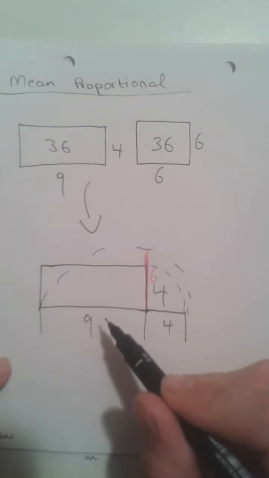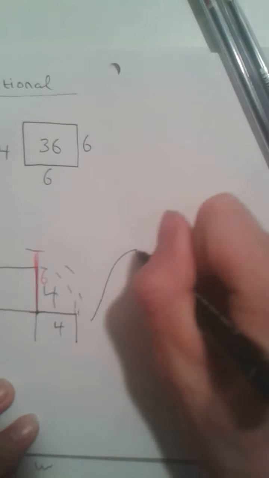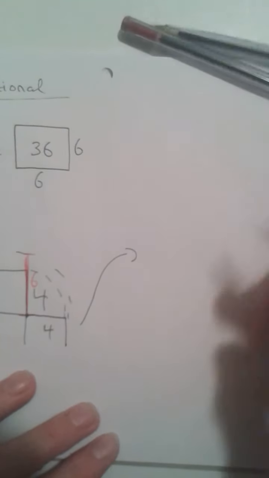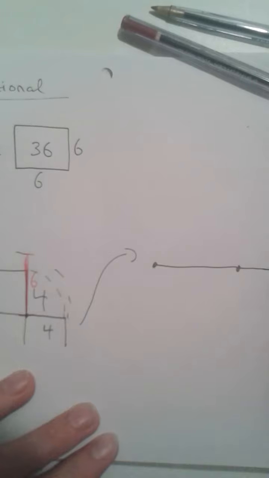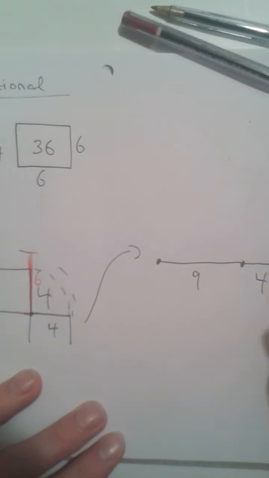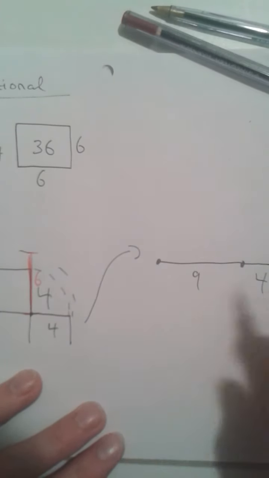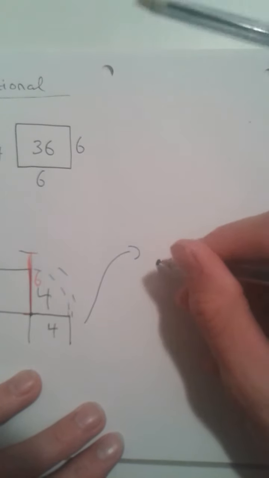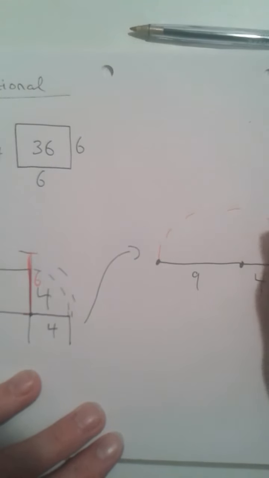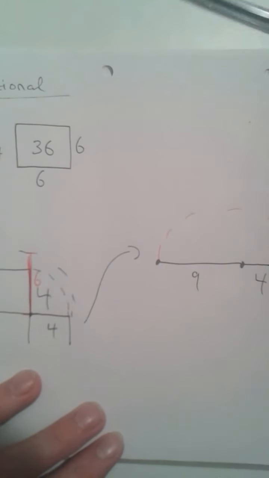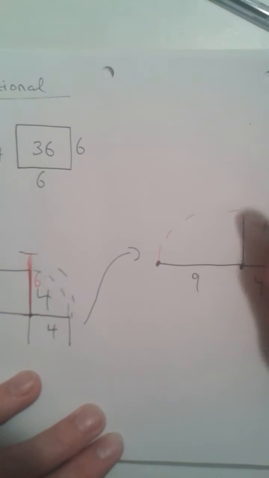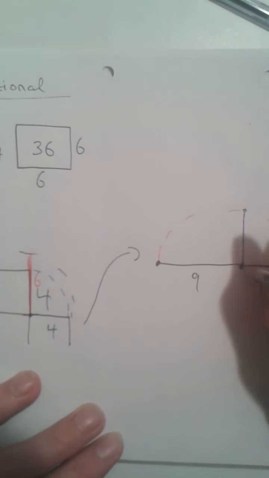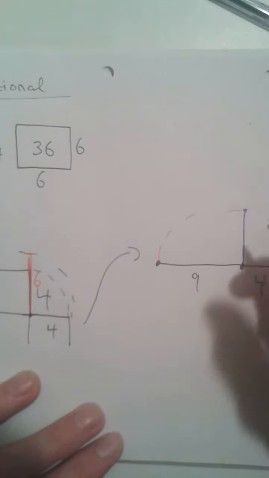So I'm going to go and explain how this works. So we get this line 9 and 4. And then we find the midpoint of that line, and we draw a semicircle around it. And we extend up from where the two lines meet up to that semicircle, and that is the mean proportional.